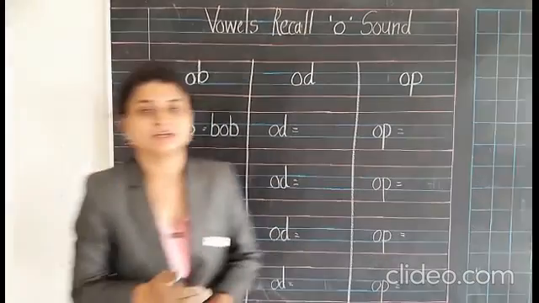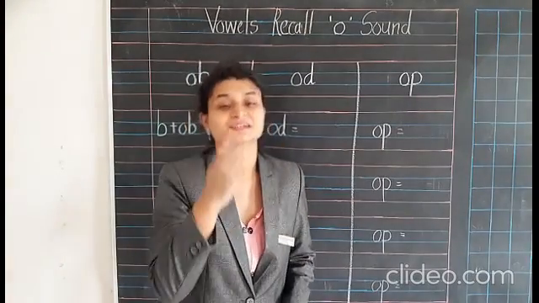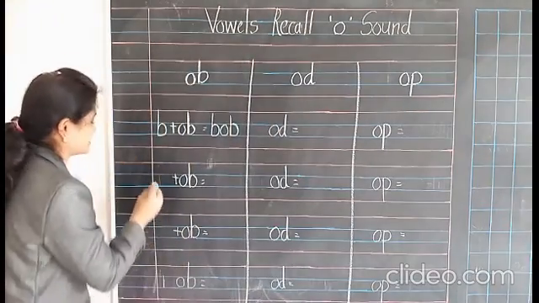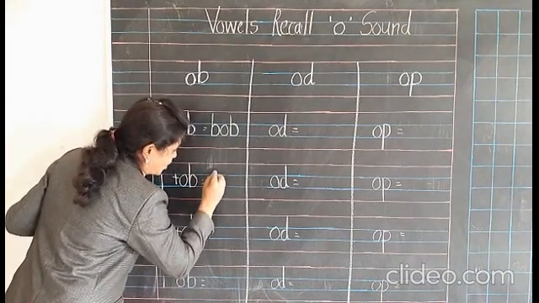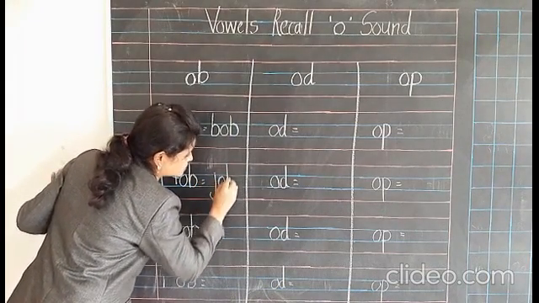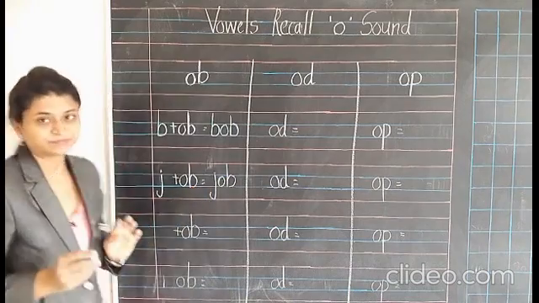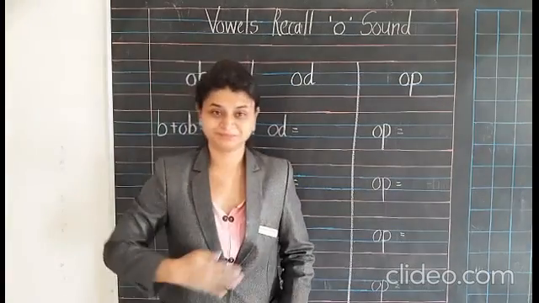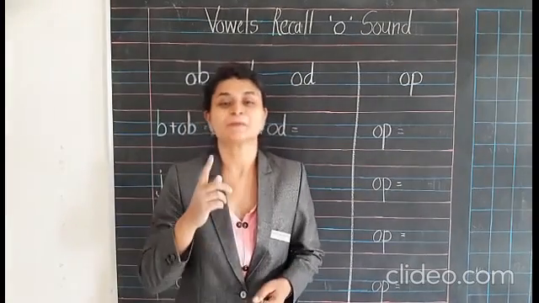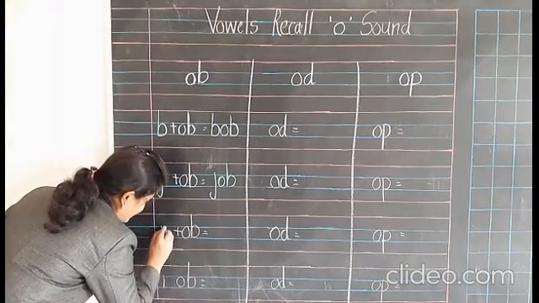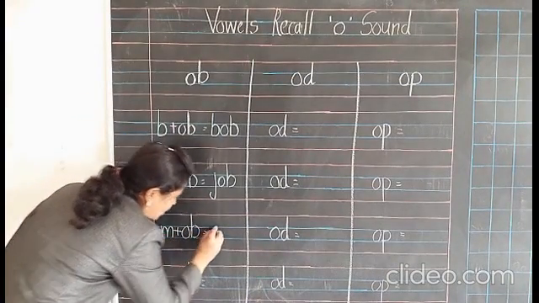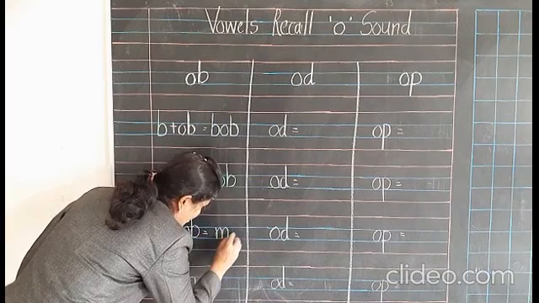Next is, correct, J. For J, I will write here J. J, O, B, job. Next is, correct, M. For M, I will write here M. M, O, B, mob.